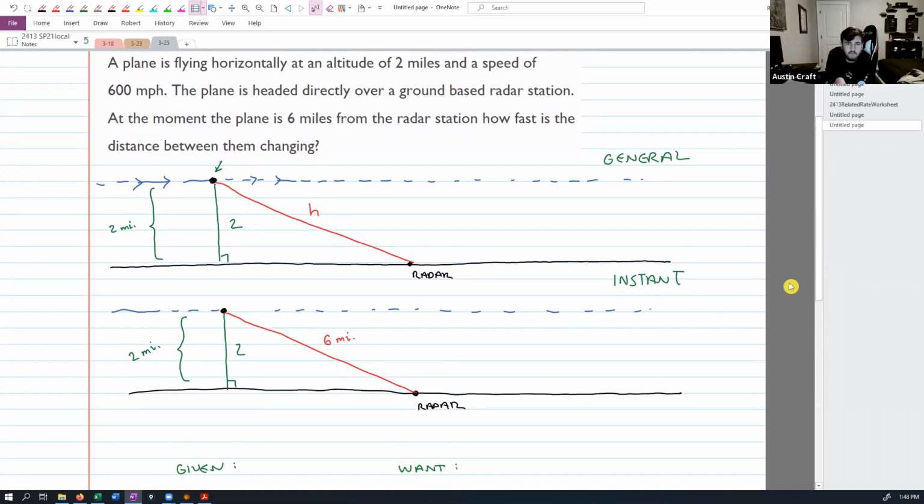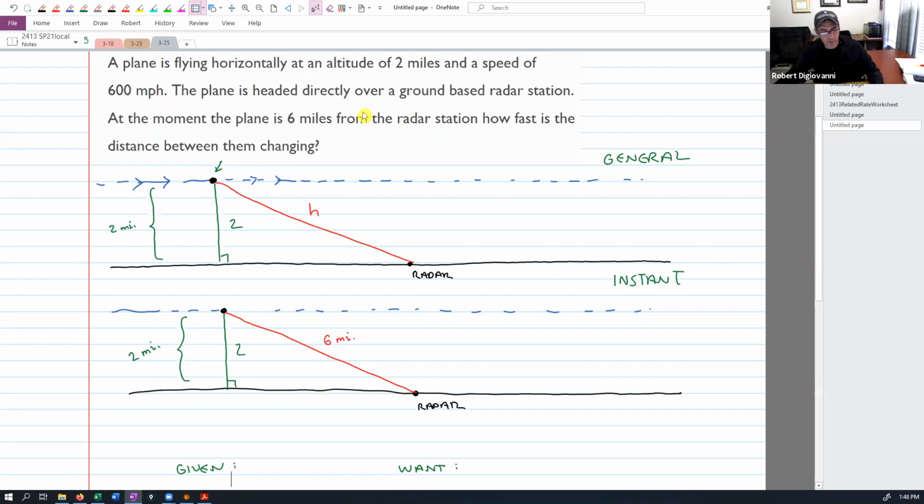Someone, we're given... Austin, go ahead. We're given the speed of the plane. The speed of the plane, 600 miles per hour. I agree. What is that in terms of d something, d something? So it's d something over dt. Okay, so let me write that.